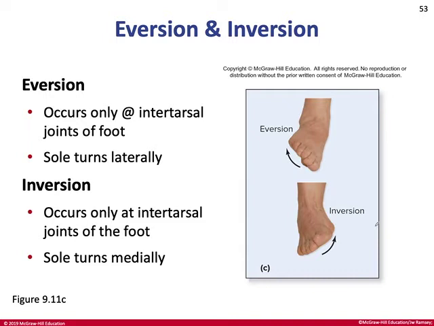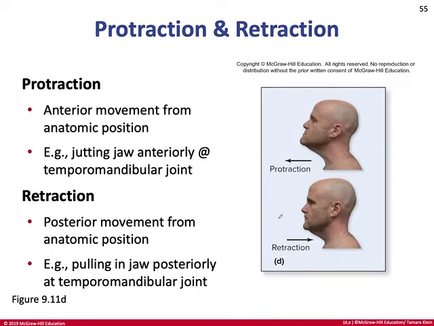Eversion is like when you take the sole of your foot and you flip it outward. Okay, evert the foot. Inversion happens often when you twist your ankle. Right, the sole of your foot turns inward, and sometimes you tear tendons and ligaments that stabilize the ankle here. Okay. So again, intertarsal joints are where this is going to occur.